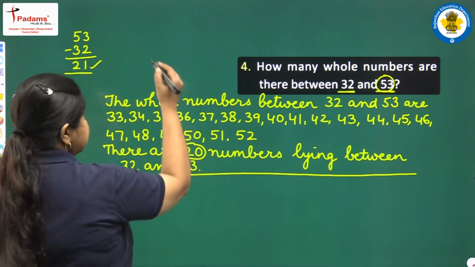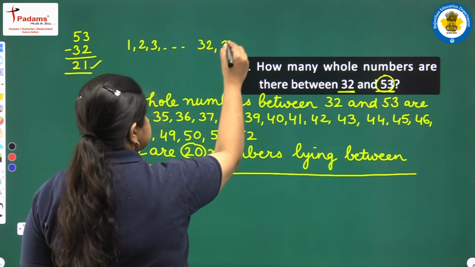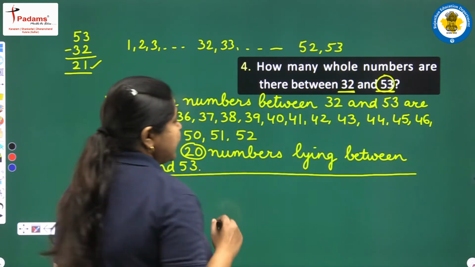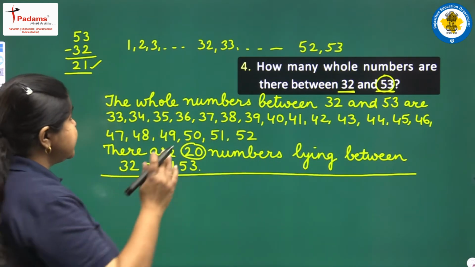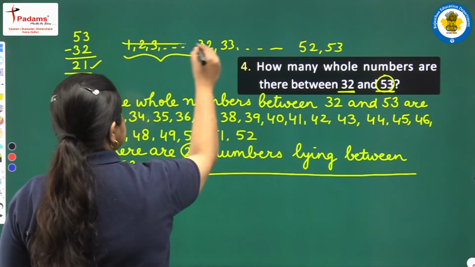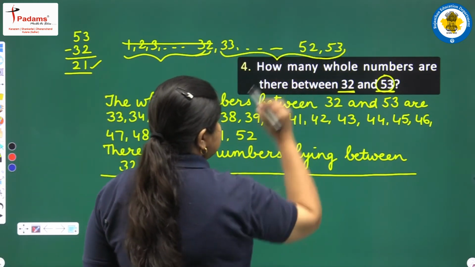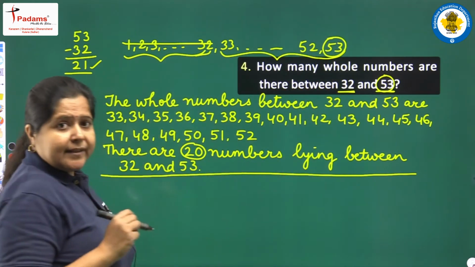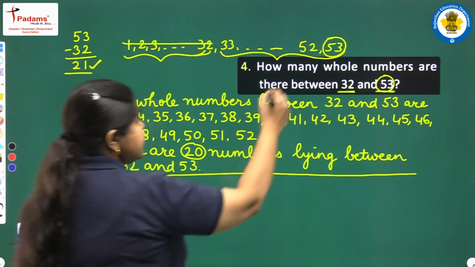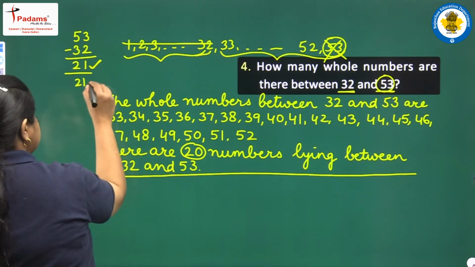If I write the numbers 1, 2, 3, taking up to 32, 33, and now if I subtract these 32 numbers from 53, these numbers will be subtracted out and we will be left with these remaining numbers. But here this 53 is included in it. Therefore, we are getting a count of 21. We need to remove this 53 also. So, we need to remove one number from it.